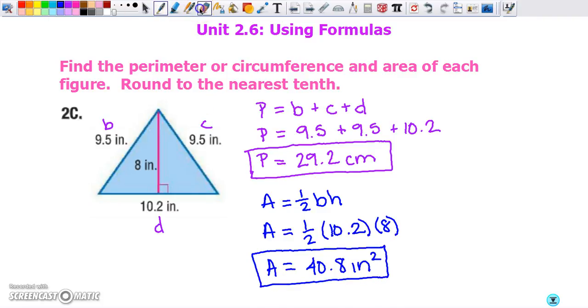And I just realized that I put the wrong units on the perimeter. I did centimeters, which was our last one, so let me go ahead and get rid of that. And we should actually have inches there. Sorry about that. That would be inches.